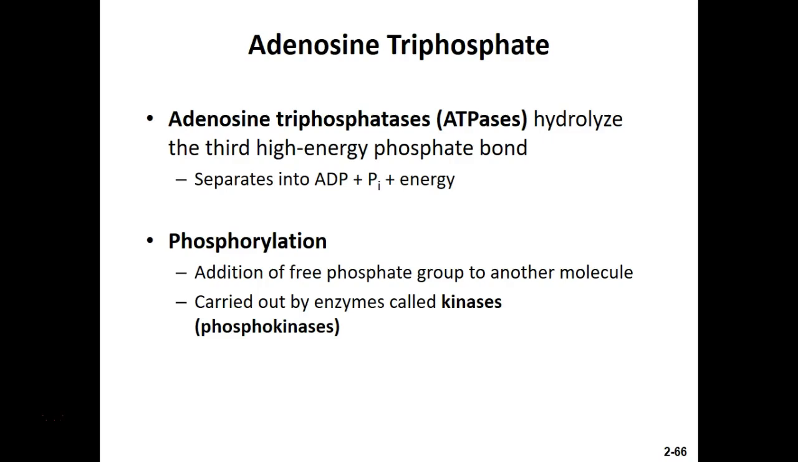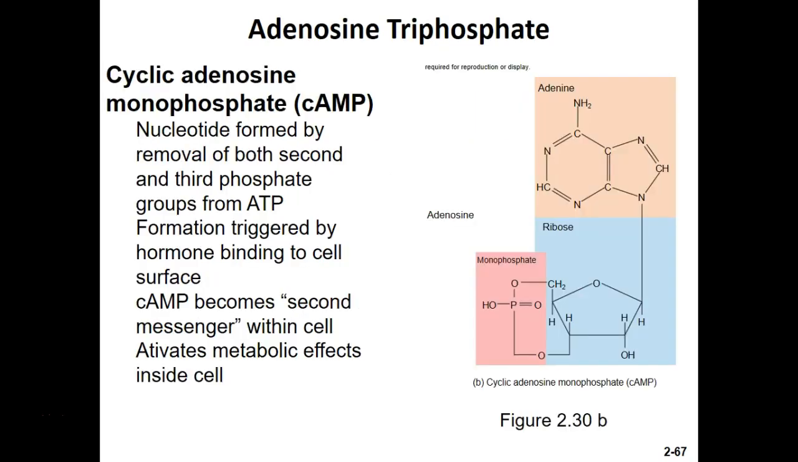ATP can be broken down. So we break down the bond between the second and third phosphate, and we release the energy, and that energy can be used to drive other reactions. We can add the phosphate back to the ADP, adenosine diphosphate, with 2 phosphates, producing more ATP.